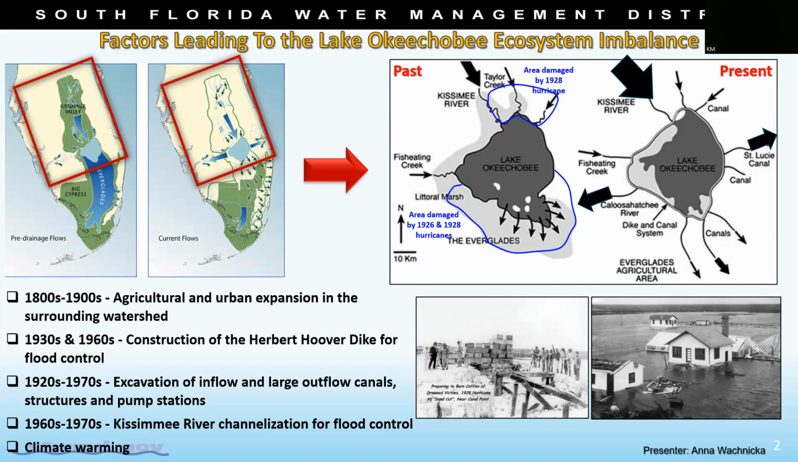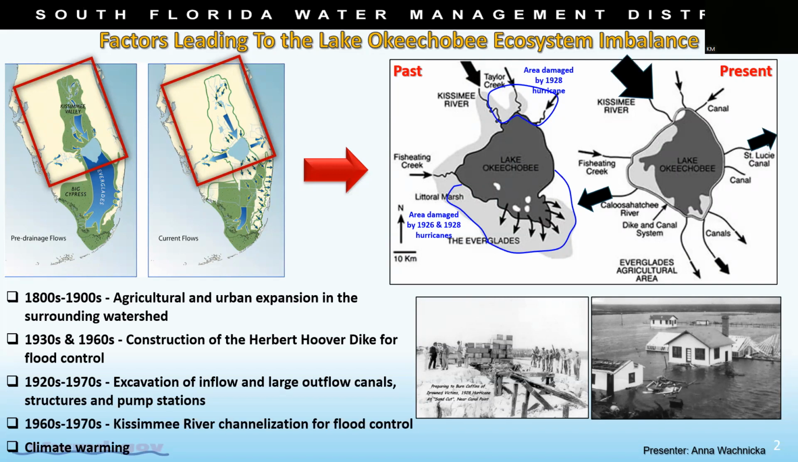It all started with the settlements in the 1800s and 1900s. The settlers initially built a very small earthen dike that they thought was going to protect them against flooding during hurricanes or even regular wet seasons. But unfortunately, when the hurricanes of 1926 and 1928 came, the dike was completely destroyed, the whole area was flooded, and thousands of people lost their lives.